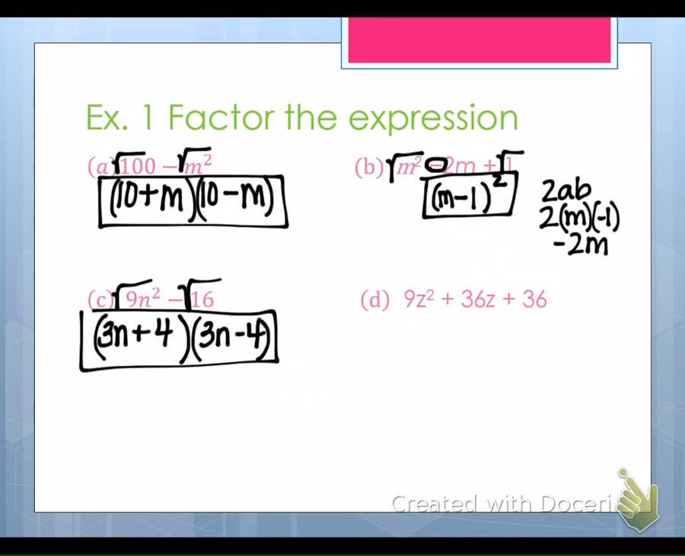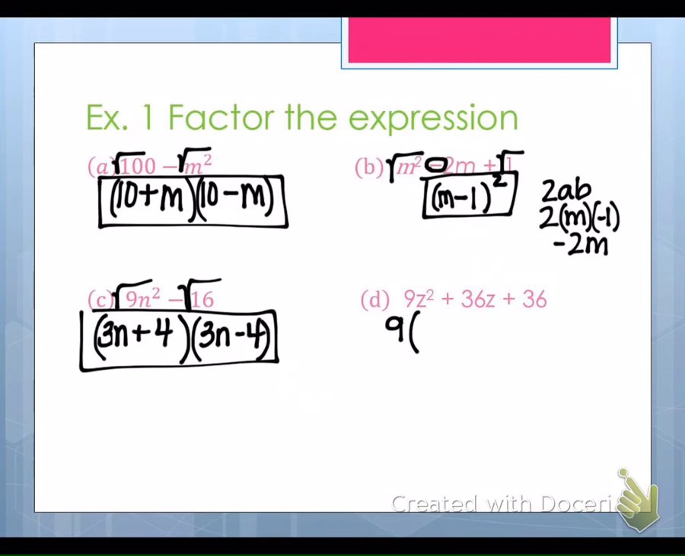Now, look at letter D. What kind of polynomial are we looking at? A trinomial. Is the leading coefficient 1? Because that's what we're always checking for first. No, so if not, we're looking for a GCF. Carson, do you see a GCF on letter D? So 9, because 9 is the smallest number in our problem, and 9 goes into itself and into 36. So before we do anything, before we check for any kind of shortcut, we have to pull out that 9.